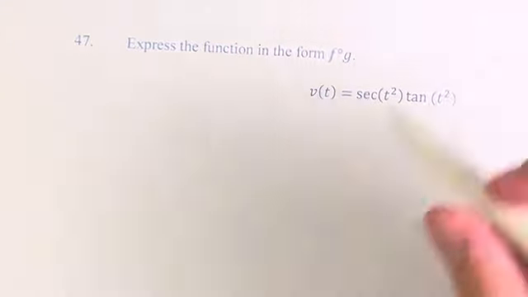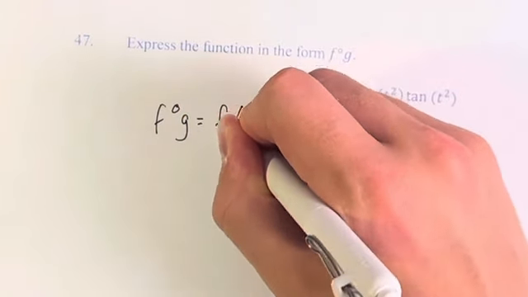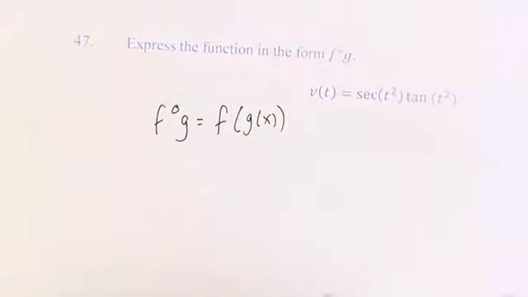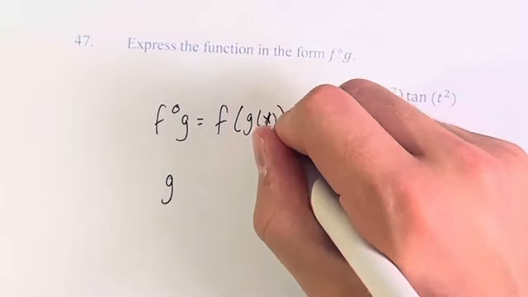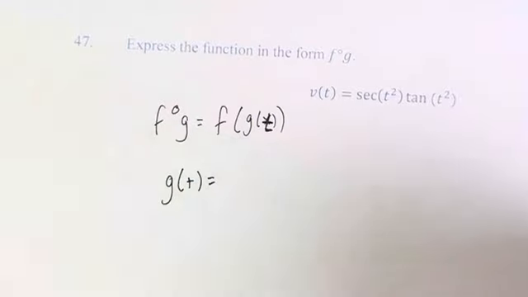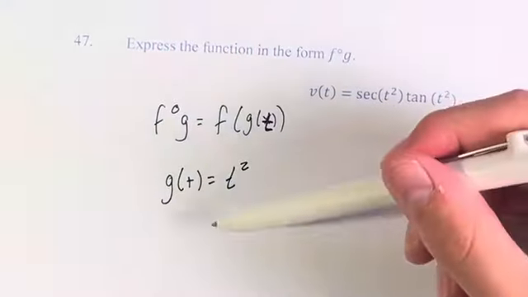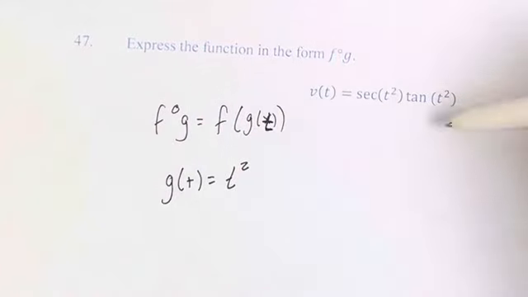So I think the easiest way to do this, remember this composition f of g is equal to f of g of x, is that if we notice that we have two t squareds here, let's set our inner function, g of t, equal to t squared. Because then we're plugging it back into the function f, resulting in our function.